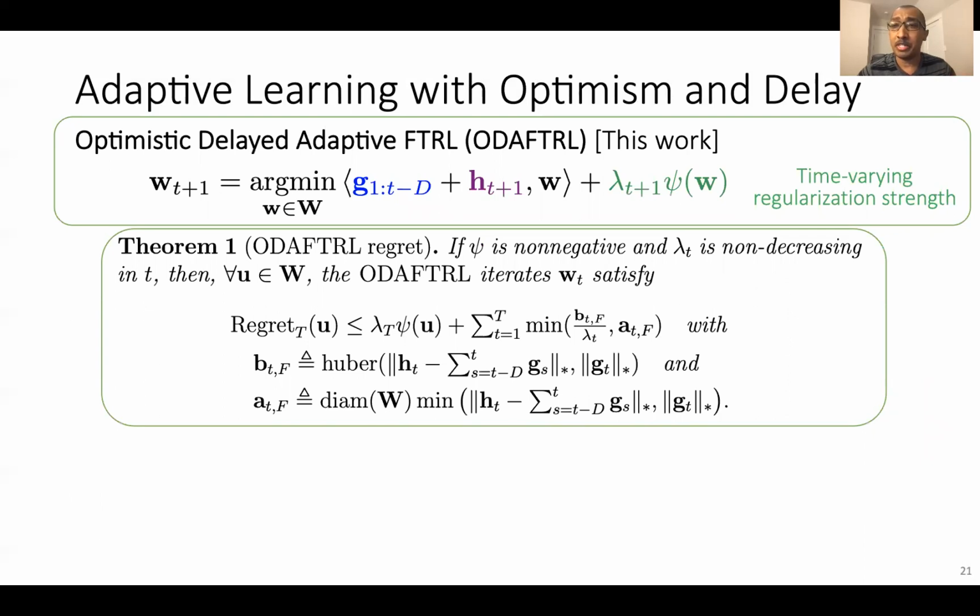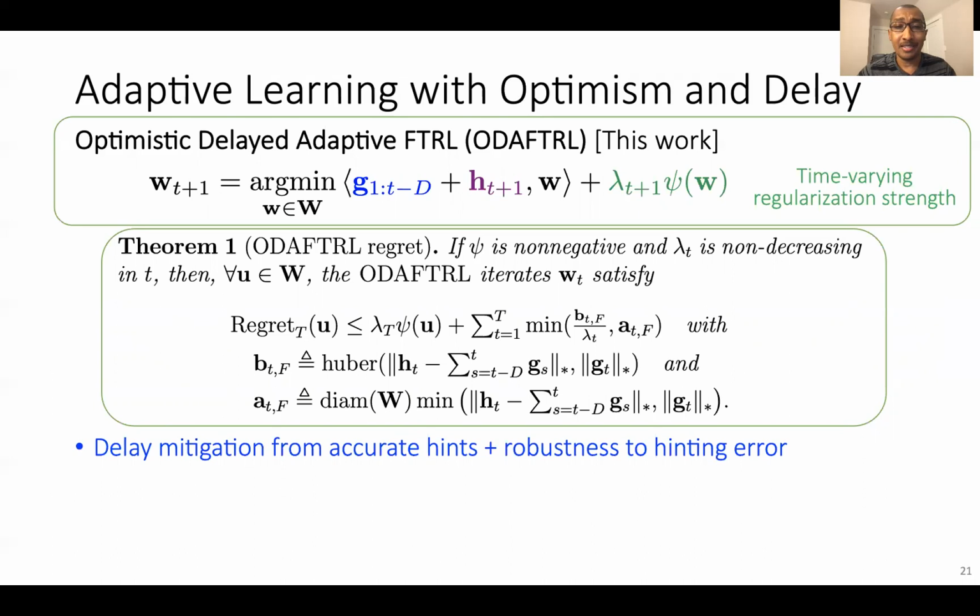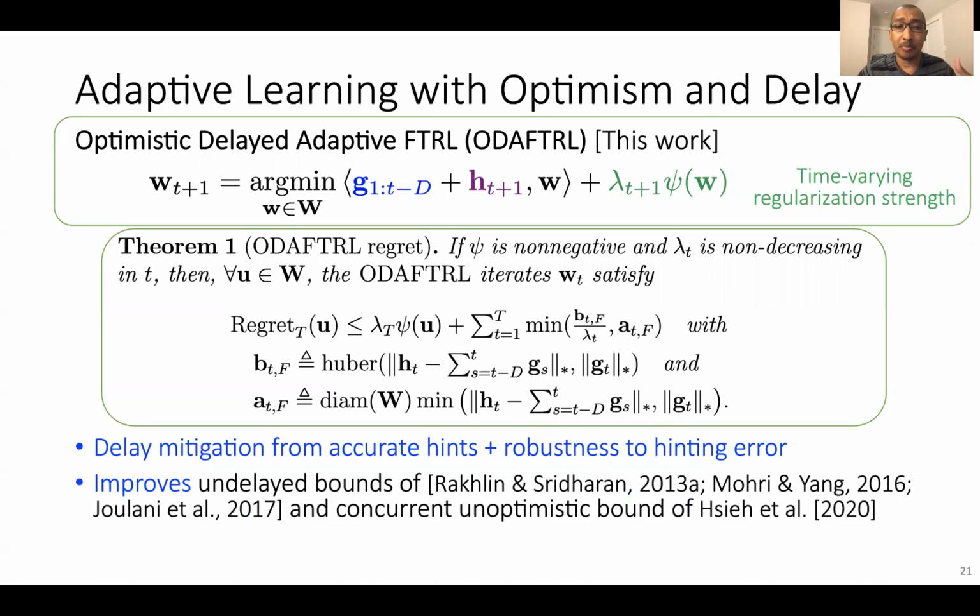It's similar to what we've seen already, but a little bit more complex. So let's unpack it. We again see a robustness to hinting error that we get from this robust Huber loss in the B_T^F terms. And we also see a potential to mitigate the impact of delay using accurate hints in this term. So that's great. Again, this has the property of improving past bounds in the literature. So we're not aware of other work that covers both optimism and delay for general FTRL, but there are past undelayed bounds and past unoptimistic bounds, and both are improved by the guarantees in this theorem.